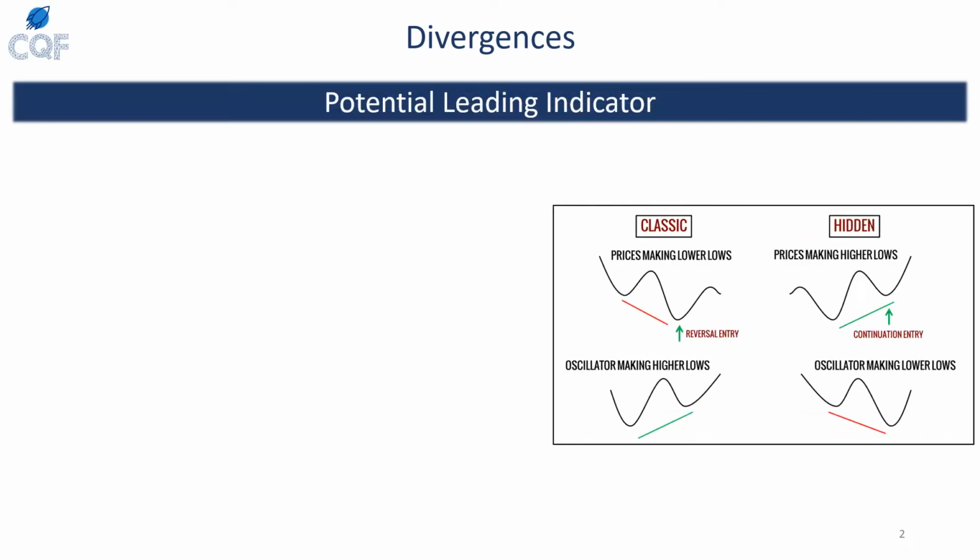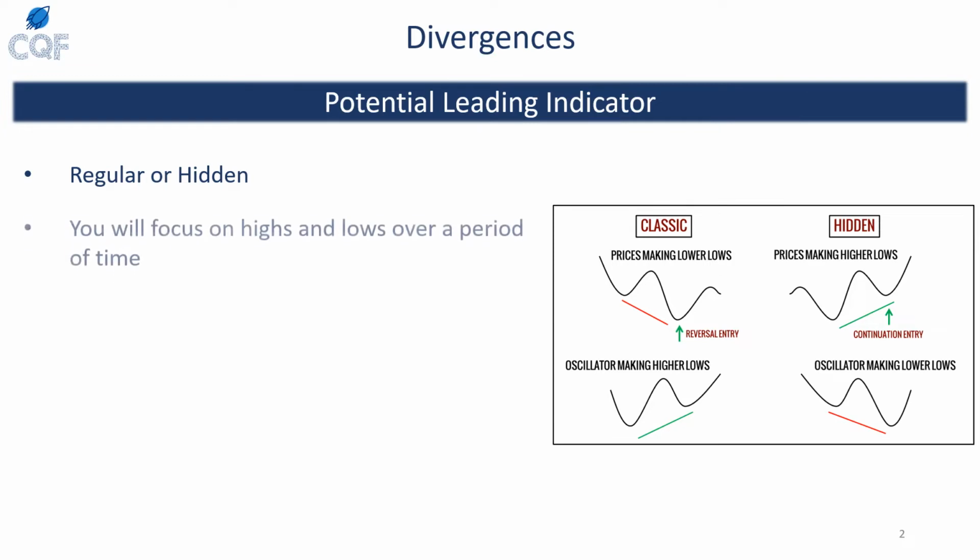Alright, so a divergence is a potential leading indicator, which is great because you want to be ahead of the curve. Now, there's a couple of different types of divergences. One is called regular and one is called hidden, and we'll get into both. I believe hidden divergences are a bit better because the hit rate is a little bit higher, but regular divergences could be a bit more powerful when they do work.